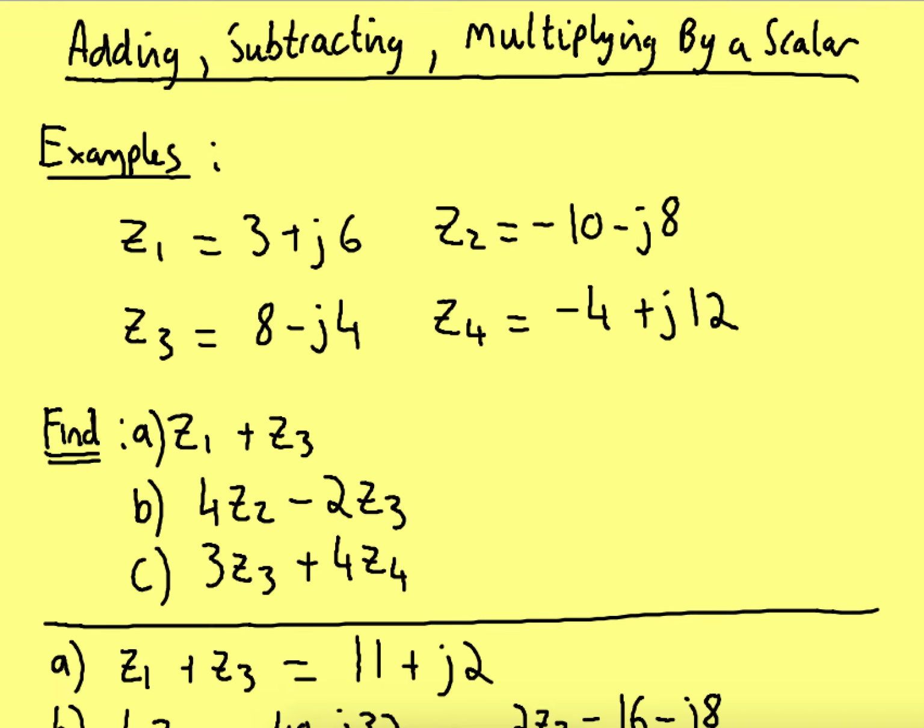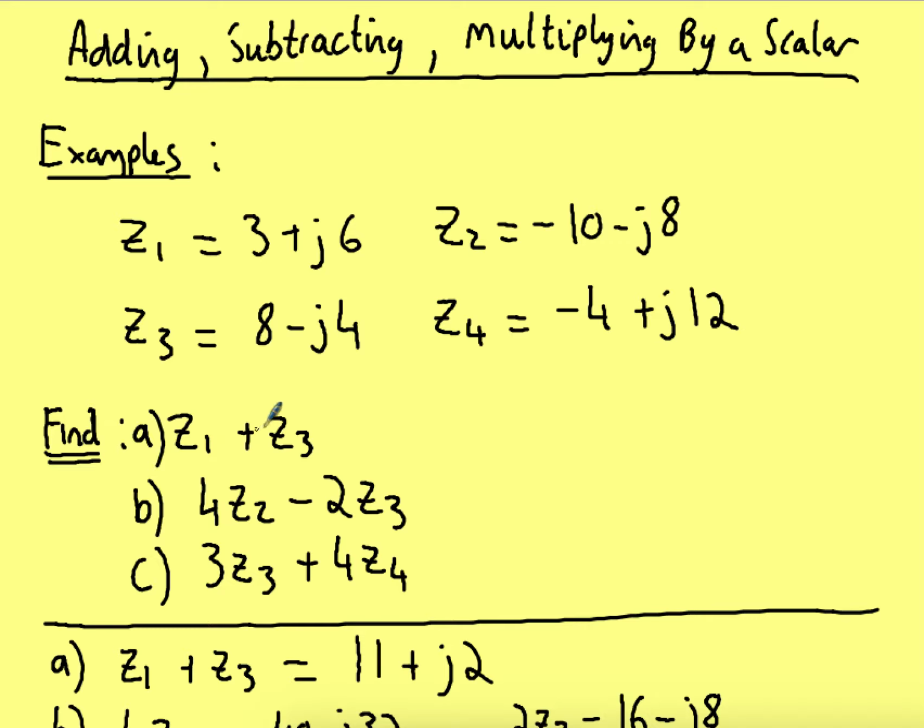Now you're going to have to be able to add, subtract, multiply, and multiply a complex number by a scalar to start off with. So what I've done here is I've given you 4 complex numbers, sorry, I can't count today. And I've given you 3 questions on them. First one, we want to add z1 and z3. Second one, we want to do 4 times z2, take away 2 times z3. And then lastly, 3 times z3 plus 4 times z4.